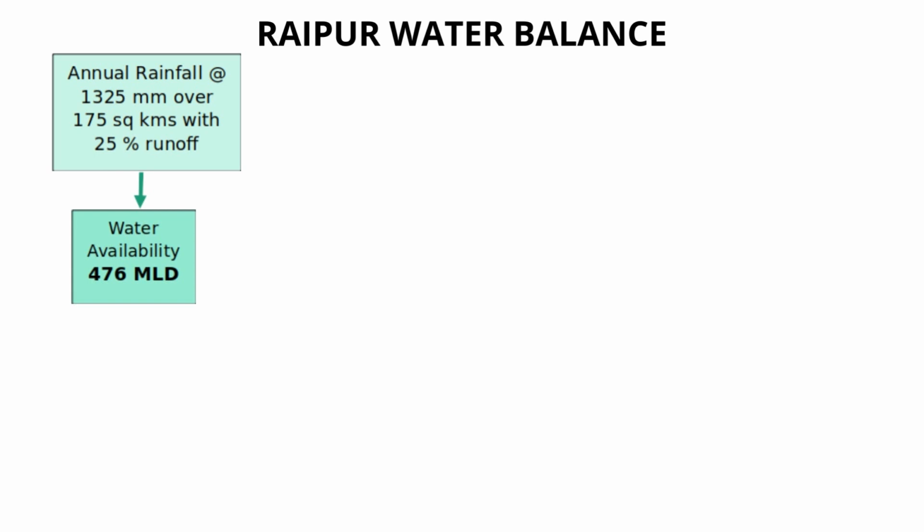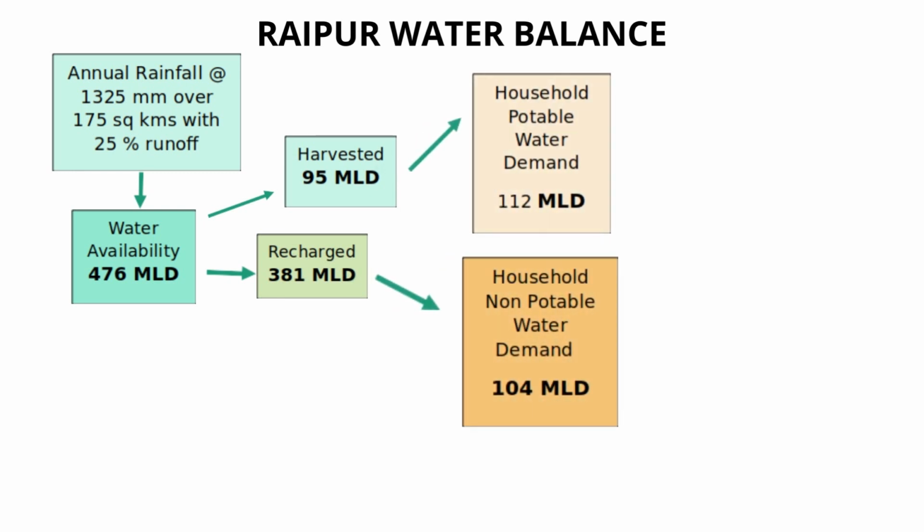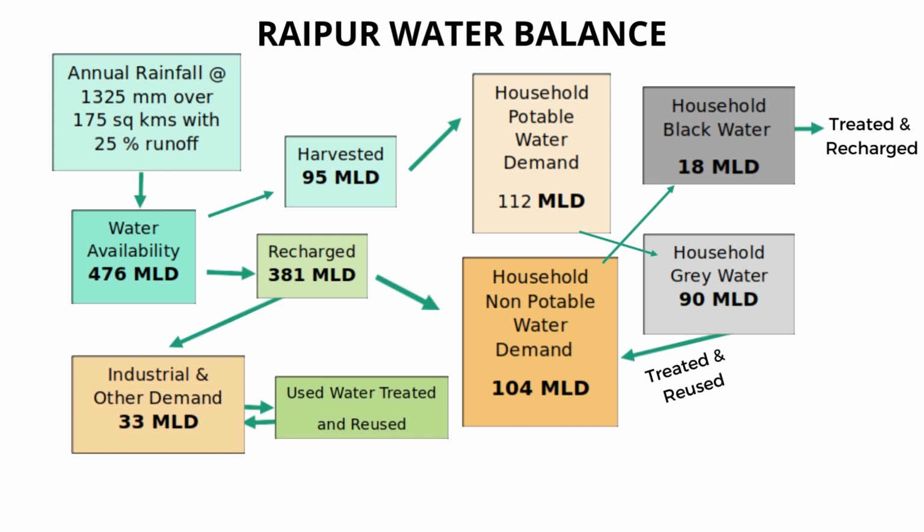The total dependable water availability at 75% of rainfall is 476 million liters per day, which is double the total water demand of 239 million liters per day for potable and non-potable household water use and industrial use. Moreover, the treatment and reuse of used water both at the household and the industrial level further augments water supply. Therefore, the water demand can easily be met through decentralized urban water management.